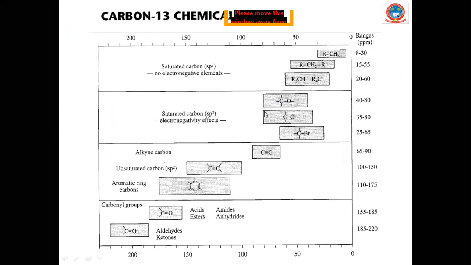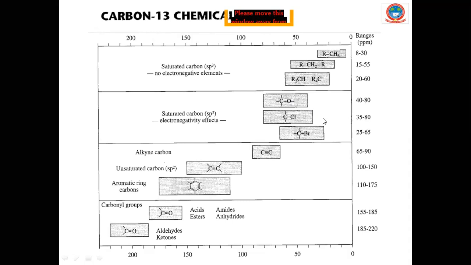You see here, aap dekhoge yahan pe, in 40 to 80 range mein kya raha hai? When the carbon is having an electronegative atom attached to it, it goes to this range. Similarly, if other halogen atoms, other electronegative atoms such as agar ye chlorine rehte hain, bromine are there, that will also give you the idea that the range 40 to 80 overall we can say is for those carbons.